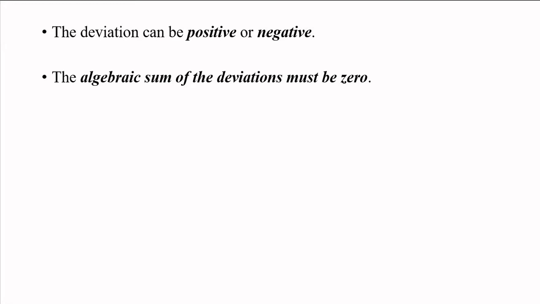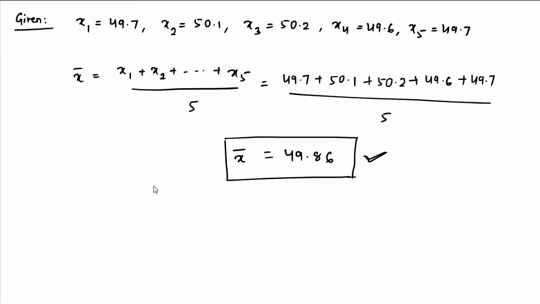So here, for this reading that we have here, the deviation for the first reading, d1, is x1 minus x bar, which is 49.7 minus 49.86, which is equal to minus 0.16, because it is lesser than that.